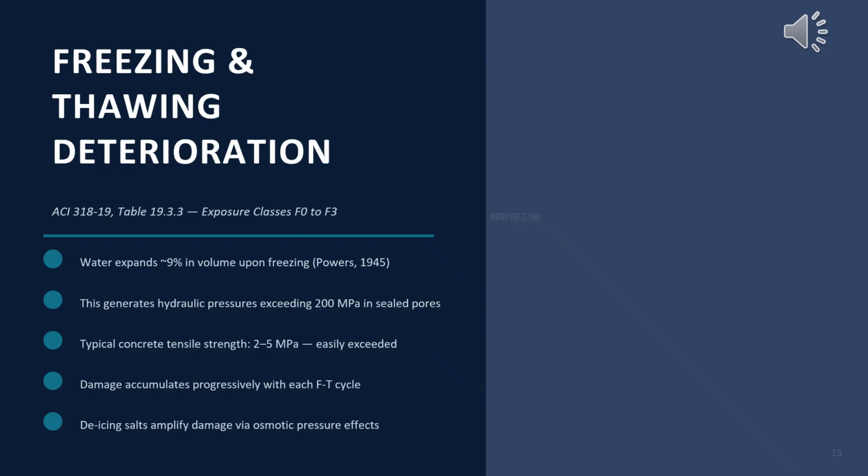De-icing salts commonly used on roads and bridge decks make the problem significantly worse. They don't just depress the freezing point, they create additional osmotic pressure effects that attack the concrete surface. So this is why ACI's most severe freeze-thaw class, F3, specifically includes exposure to de-icing chemicals.